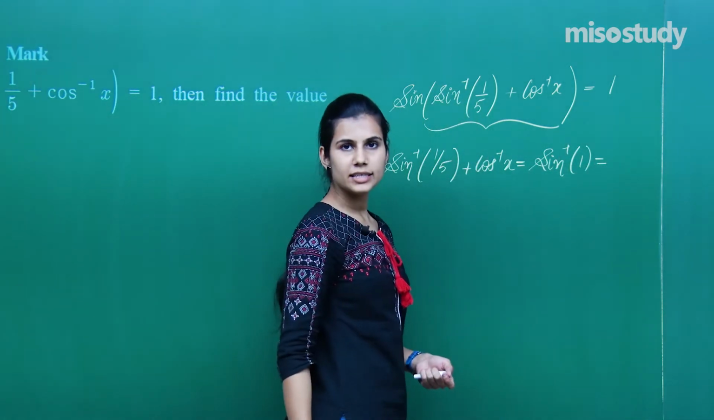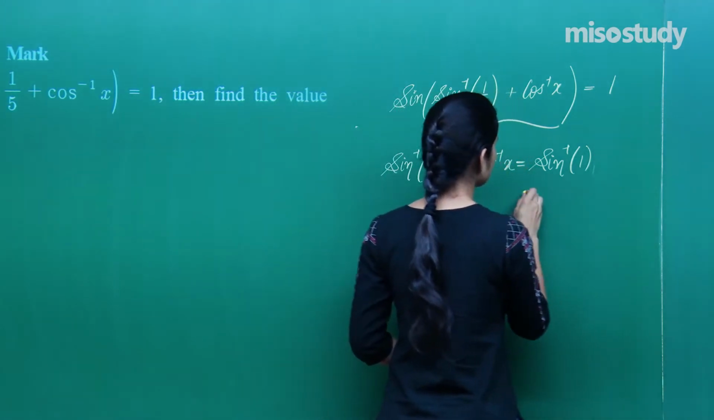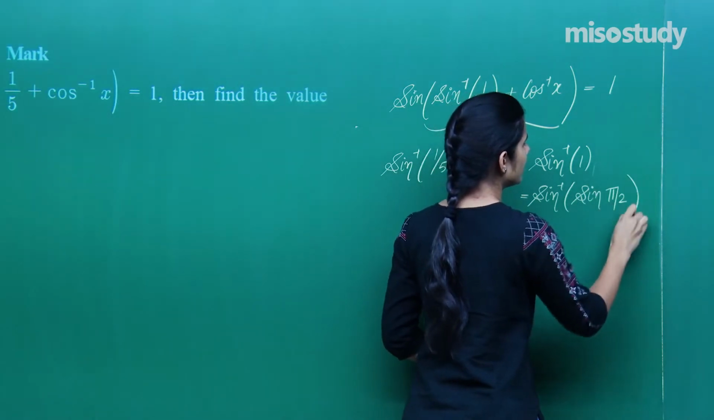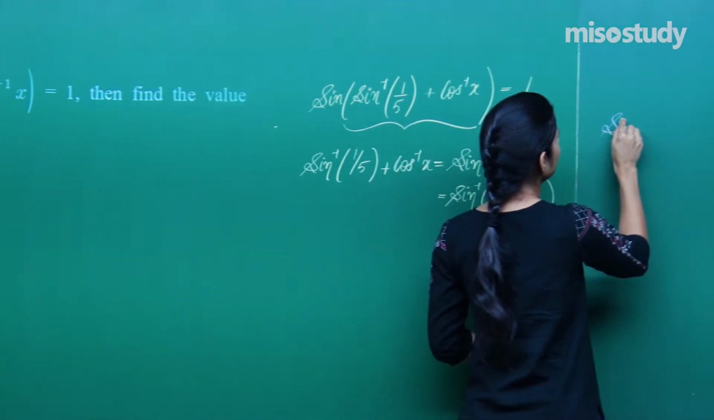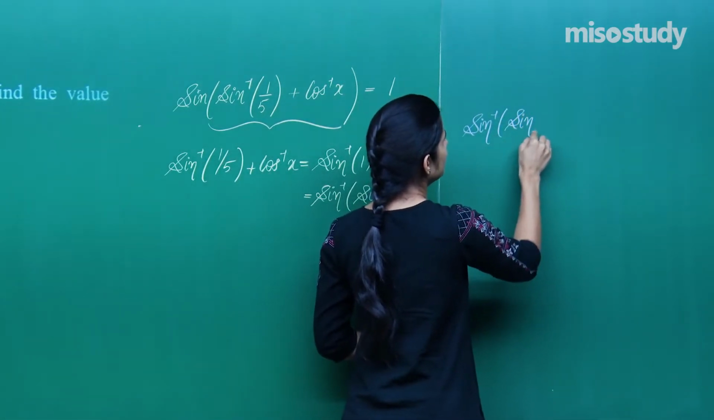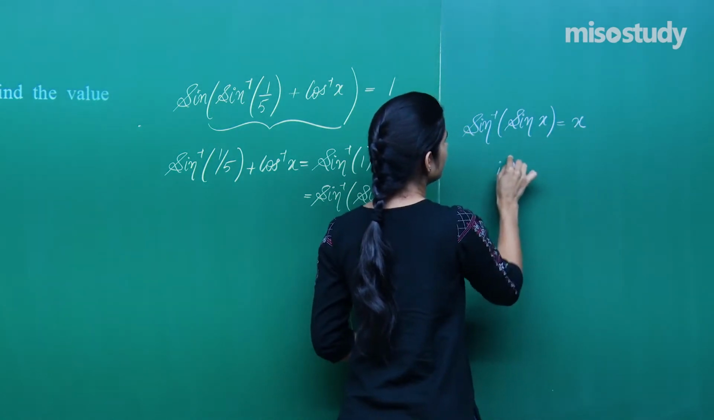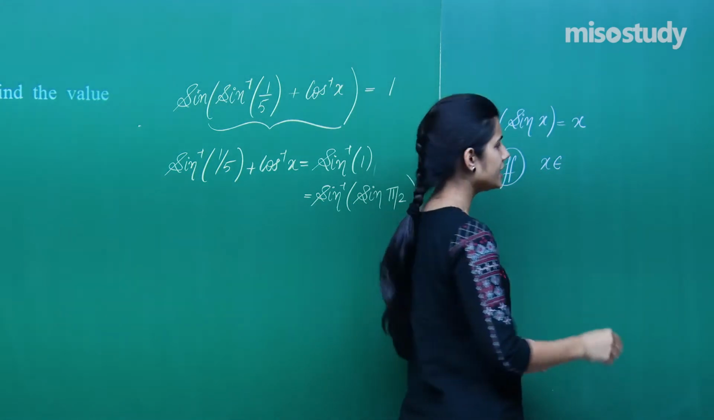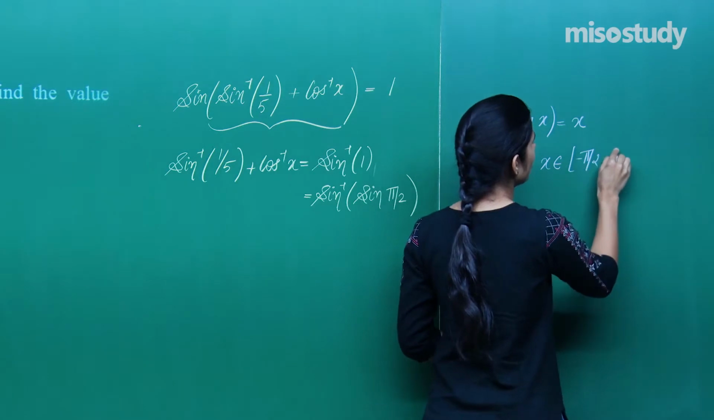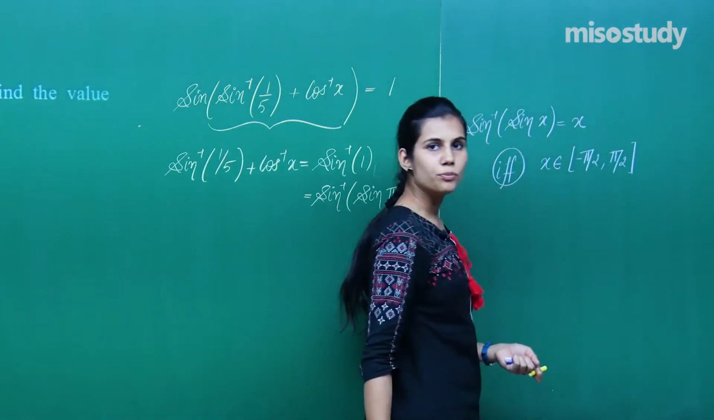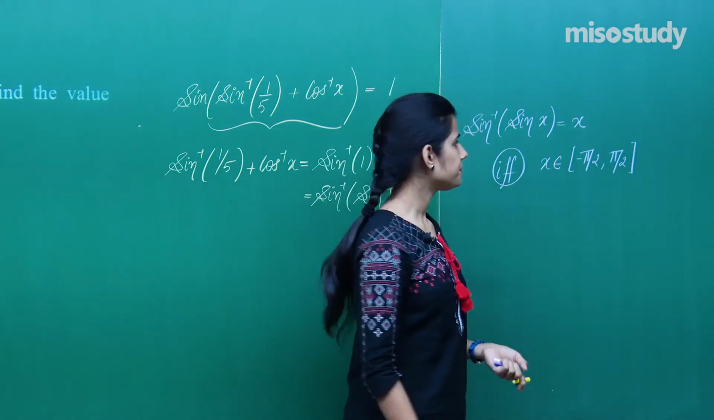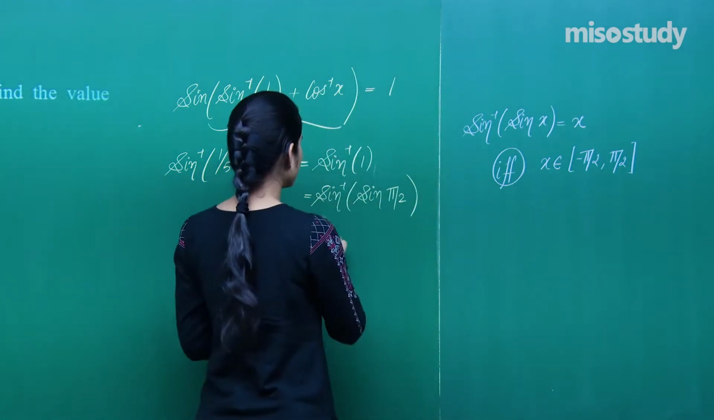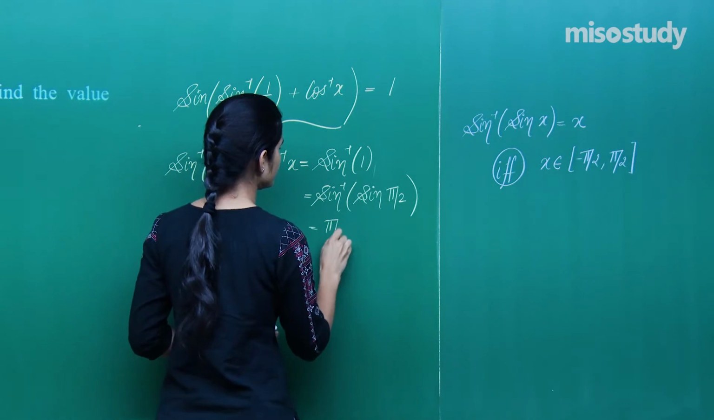But I know that 1 is nothing but sine pi by 2. So I can write this equal to sine inverse of sine pi by 2. And I also know that sine inverse of sine x equals x if and only if x belongs to the principal domain of sine, basically minus pi by 2 comma pi by 2, the principal value branch. Because the angle pi by 2 lies in this interval, sine inverse of sine of pi by 2 is pi by 2.